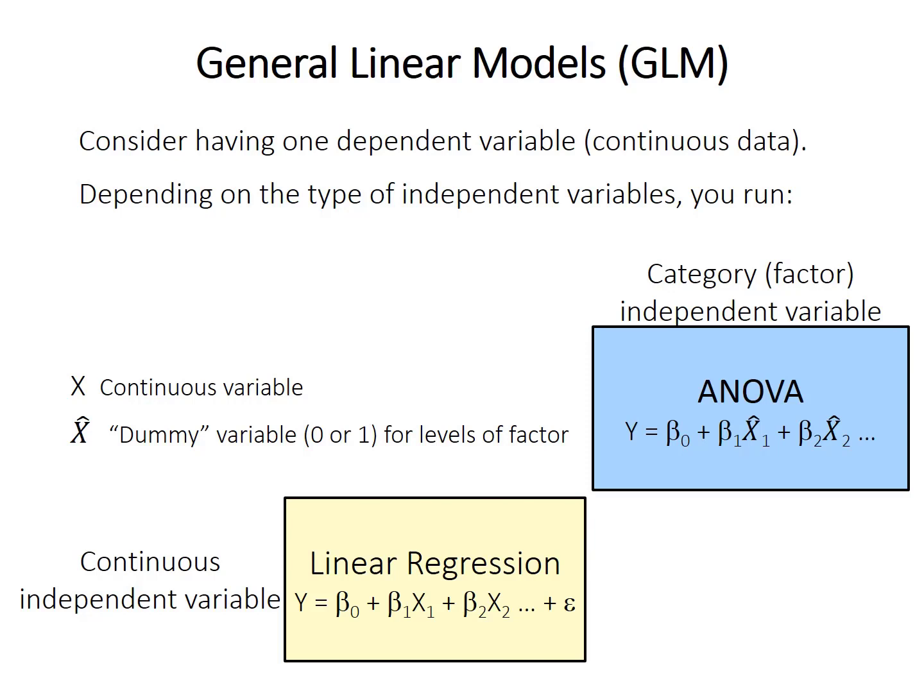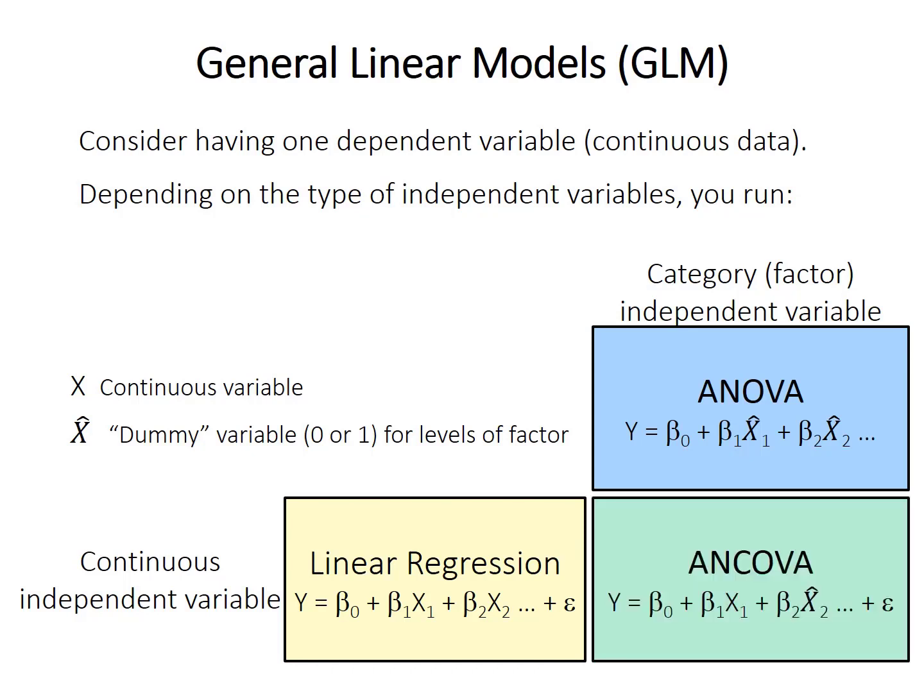So ANOVA is actually an example of a type of general linear model, and it's related to linear regression, except the factors, which I've given like x1 hat and x2 hat here, are treated as something called dummy variables, where they're just coded as 0 or 1 for the different levels of the factor, for the different categories they belong to. So ANCOVA is a type of general linear model when you have a mixture of continuous and categorical independent variables. You can think of it as an extension of ANOVA or an extension of linear regression, but in reality all three are just specific cases of the general linear model.